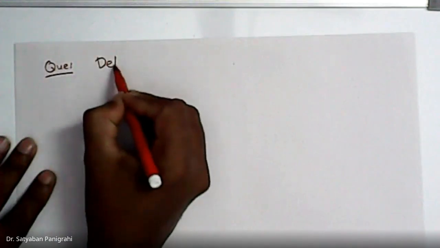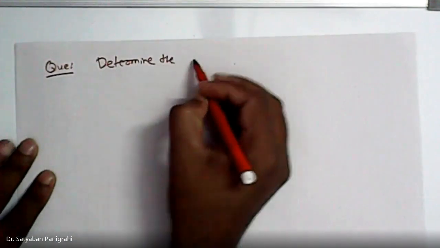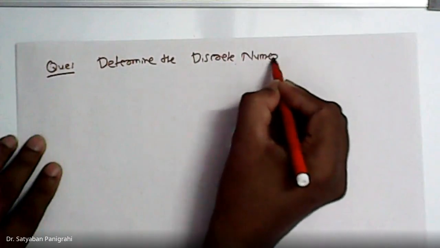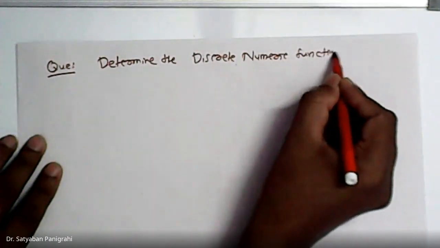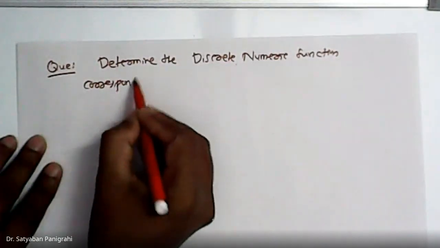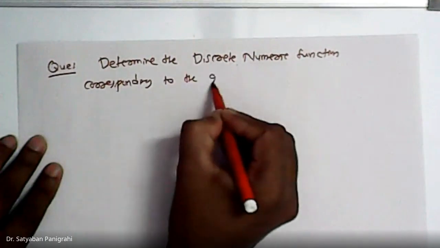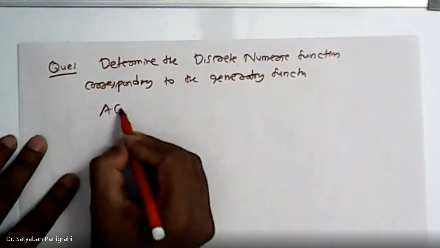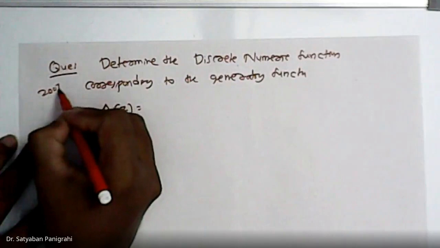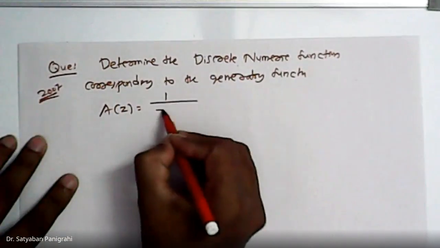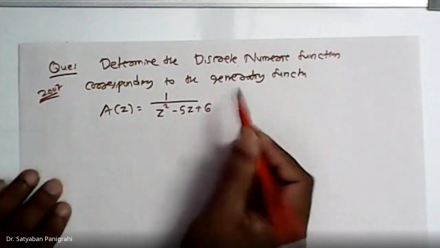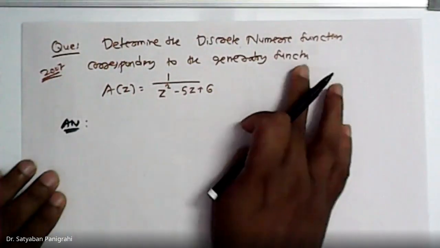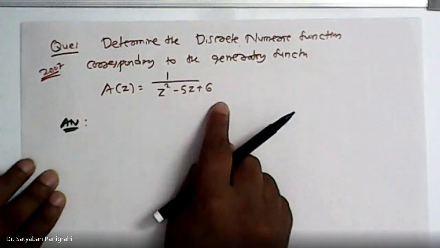Question is: determine the discrete numeric function corresponding to the generating function A(z). Note, the term is changed; this is a 2007 question. A(z) equal to 1 divided by z squared minus 5z plus 6. So to solve this, what is it asking for? It is asking for the numeric function corresponding to the generating function. That means you have to find the nth term.